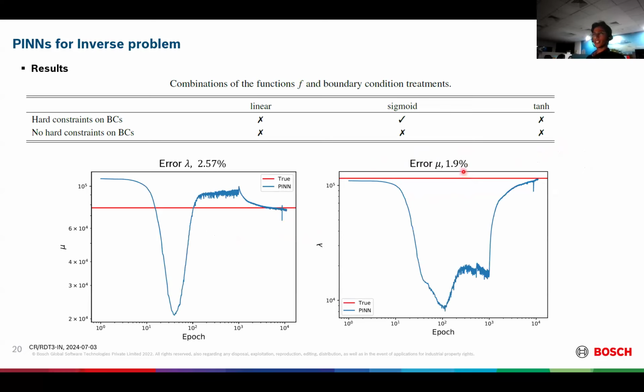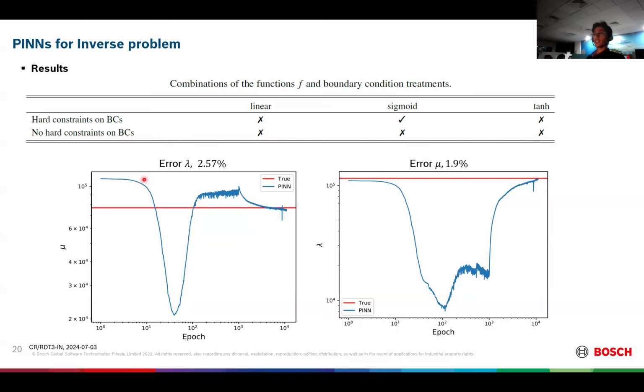And here we can see the results for different combinations of these auxiliary functions and different boundary condition treatments. First, for the hard boundary constraint, whether we use a linear constraint function, sigmoid or tanh, only the sigmoid works, because it always maps to positive values. The linear and tanh can go to positive and negative, which can lead to a kind of bad local minimum. And also if you don't use any hard boundary constraint in the model, we are not able to predict accurately.